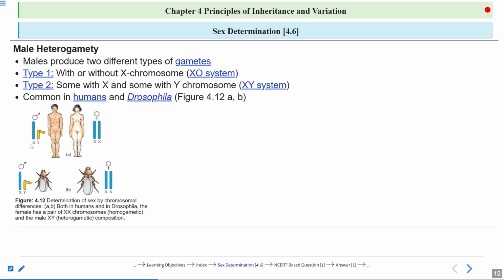Okay, so here males are heterogametic. Males are producing two kinds of gametes here, two kinds of sperms. Similarly, in Drosophila also, males are XY, females are XX. Okay, clear? So this is an example of male heterogamety. So this is determination of sex by chromosomal differences. Now, both in humans and in Drosophila, the female has a pair of XX chromosomes, means the females are homogametic, and the males have XY chromosomes and they are heterogametic.